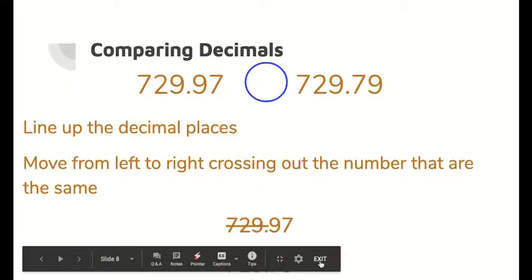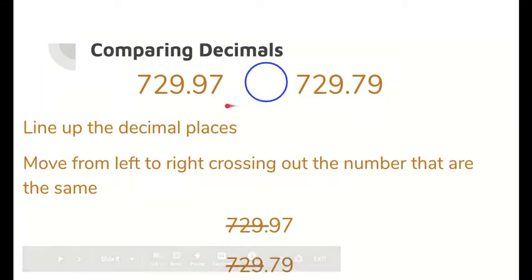Here we are comparing decimals. It's really important when we are comparing decimals that we line up the decimal places. Then we go from left to right, crossing out the numbers that are the same. So here we have 729 and 97 hundredths, and our next number is 729 and 79 hundredths. So we see the whole numbers are the same, 729.